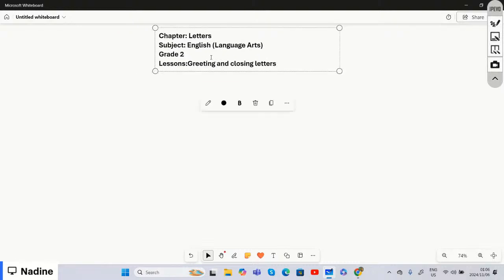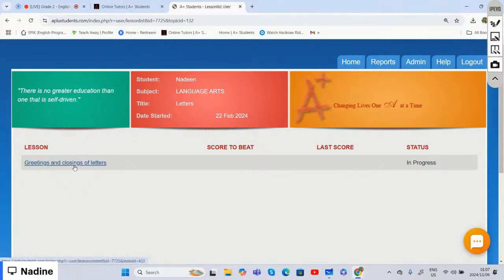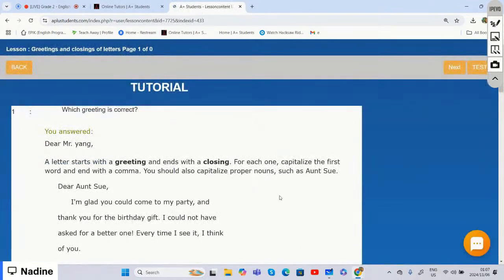So when we're talking about greeting and closing letters, it's basically how, let's say, if you were to write a letter to a family member or to a friend, then the greeting is how we start our specific letter. It's like if you send a message to somebody, the first thing you're going to do is greet, depending on who you are writing the letter or message to. It's either going to be formal or informal.